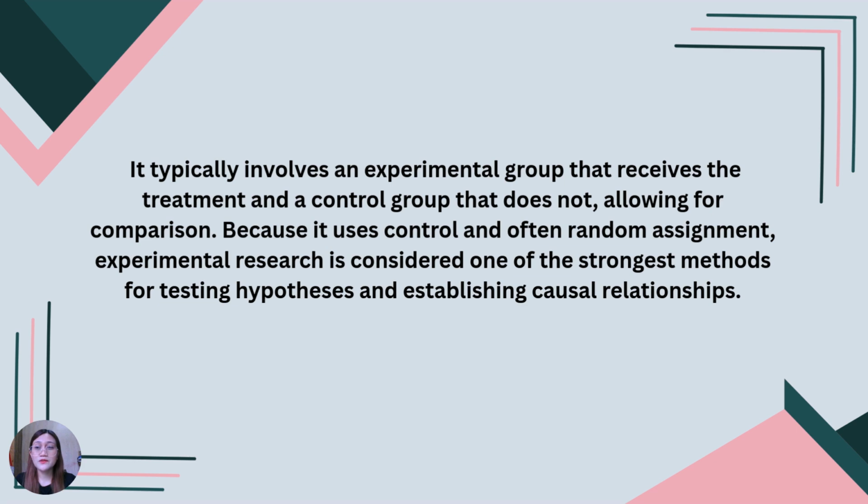The main goal of experimental research is to answer these questions: does one variable cause a change in another variable? For example, does a new teaching method improve students' academic performance? Or does lack of sleep affect memory? Or does a specific diet reduce weight? These are cause and effect questions, and experimental research is used to answer them.